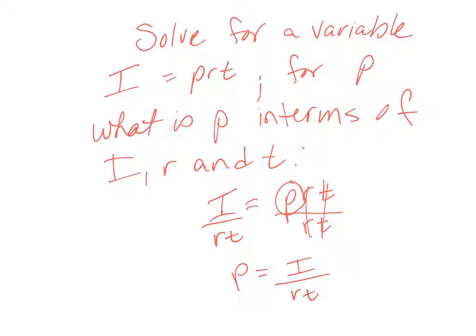So when we're doing this, we're leaving the p alone. You circle the letter you want to leave alone, and then get rid of anything that's near it. So we end up with p equals I to the RT, because we got rid of the RT by dividing.